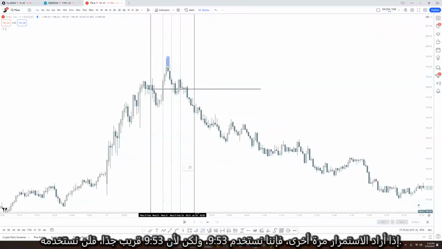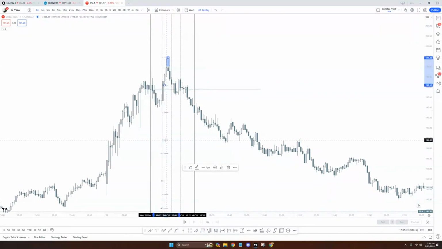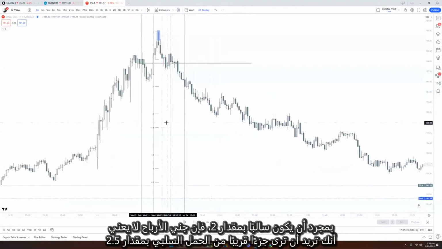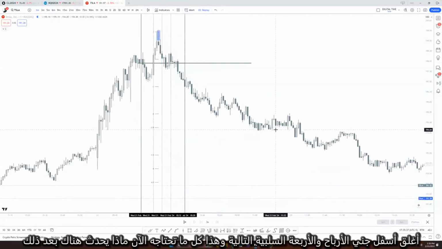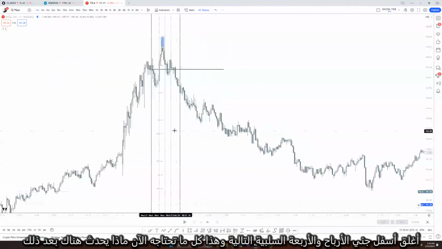So again, we're using 9:53, but because 9:53 is very close by, we're not going to be taking profit there. Instead, we're going to be using standard deviation targets. Once it hits -2, take profit. You don't want to see it close below -2.5. If it closes below, take profit at -4 next. And that's all you need.